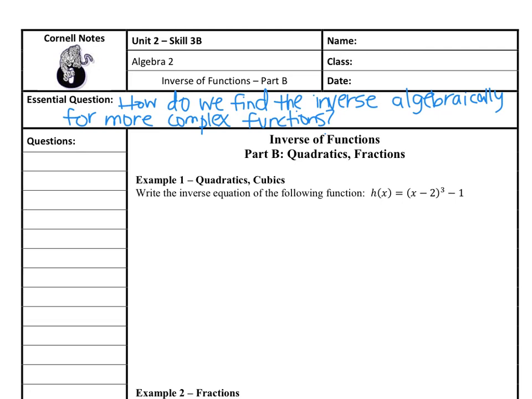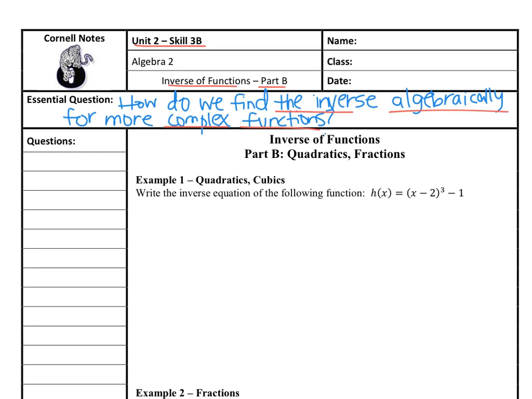You are watching Unit 2, Skill 3B, the inverse of functions, Part B. So pause the video and take a moment to write down your essential question. How do we find the inverse algebraically for more complex functions? So our steps are going to follow the same as we did in the last video.